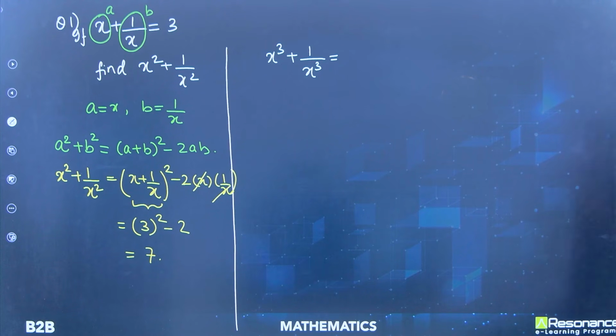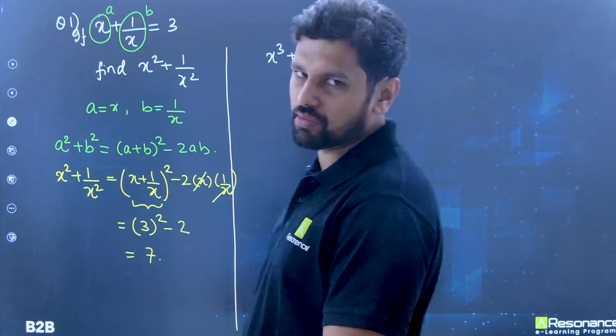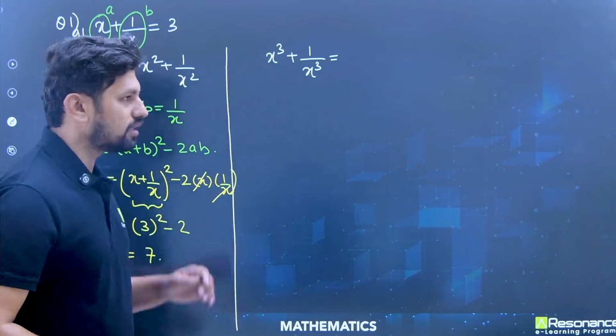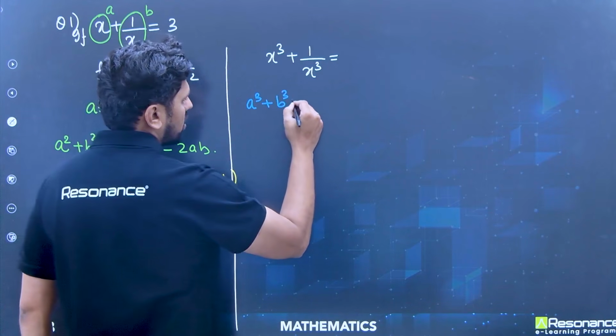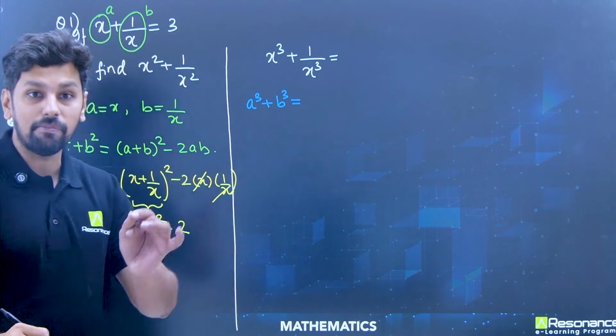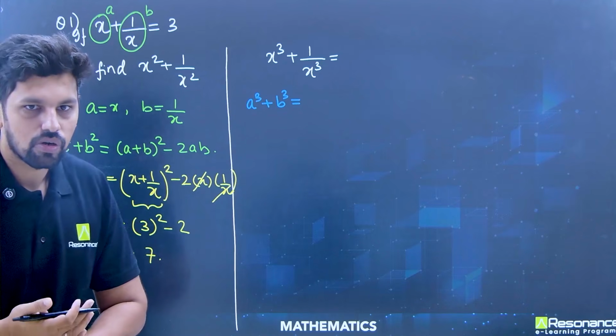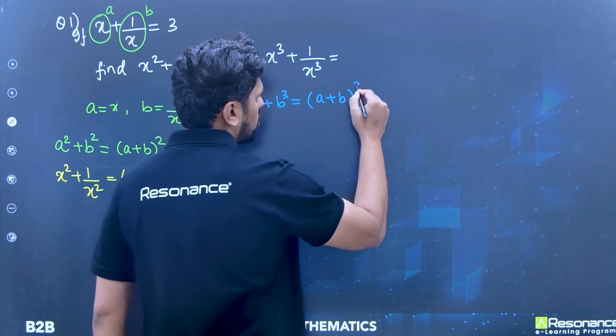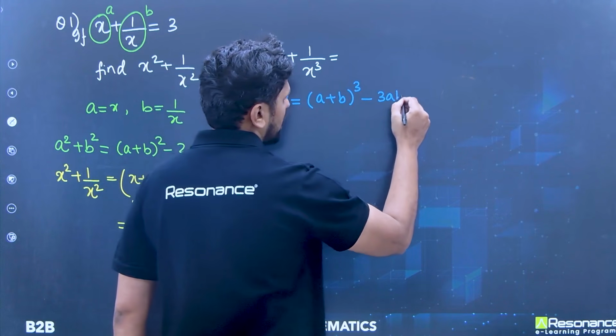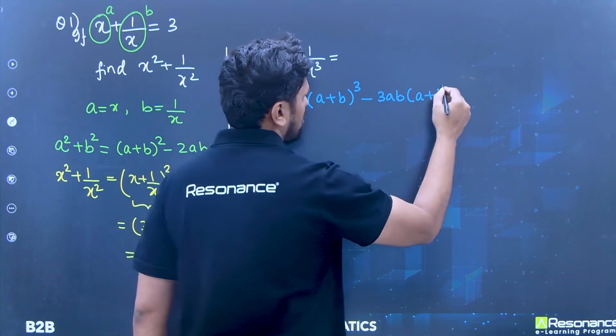Yeah, squaring on both sides we can do, but we are learning the formulas here. Okay. So we will use the a cube plus b cube formula. Which formula? The one in which sum and product are there. Okay. So we can write it as (a plus b) whole cube minus 3ab into (a plus b).